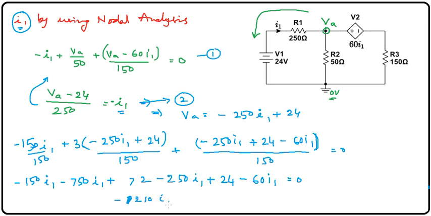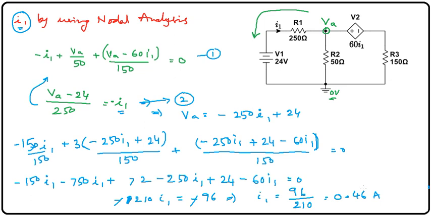1210 I1 is equal to minus 96. This is 72 plus 24, 96. Getting cancelled, which gives us I1 is equal to 96 divided by 210, which is equal to, so let me solve this. Yes, it is 0.46 ampere.